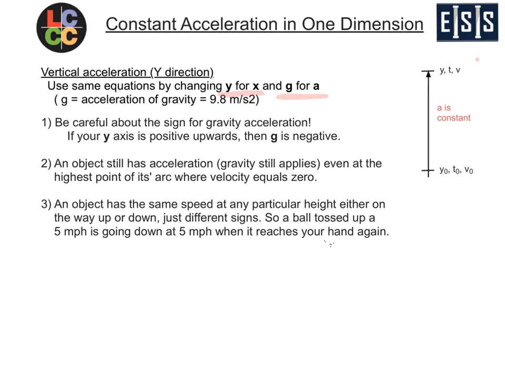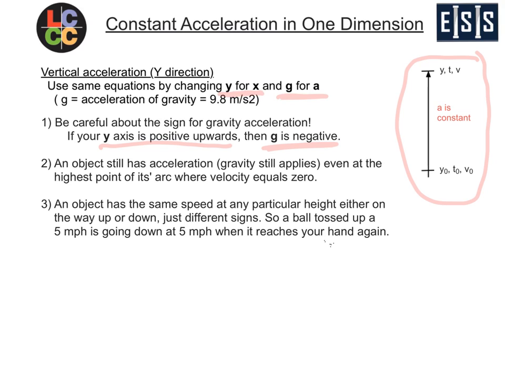And if we set up our axis as I have shown here on the right, where a positive y is the upward direction, then our g is going to be negative. So for a in the equation, you would substitute minus 9.8 meters per second squared, because it's acting in the opposite of a positive y direction. It's acting in the negative y direction.